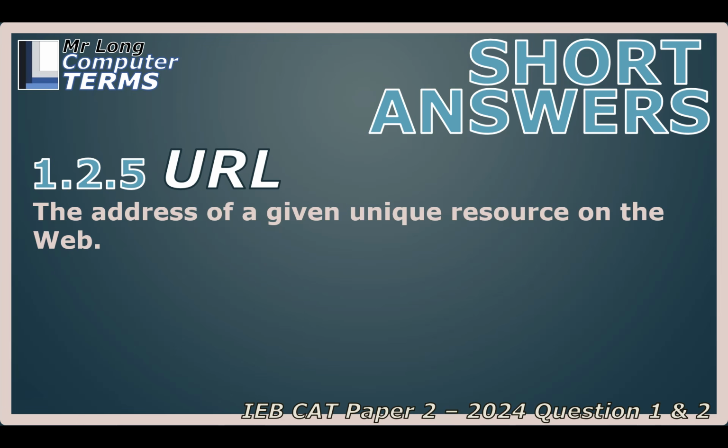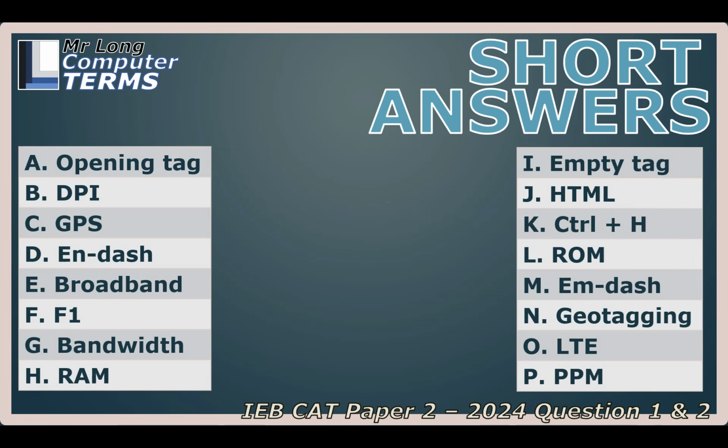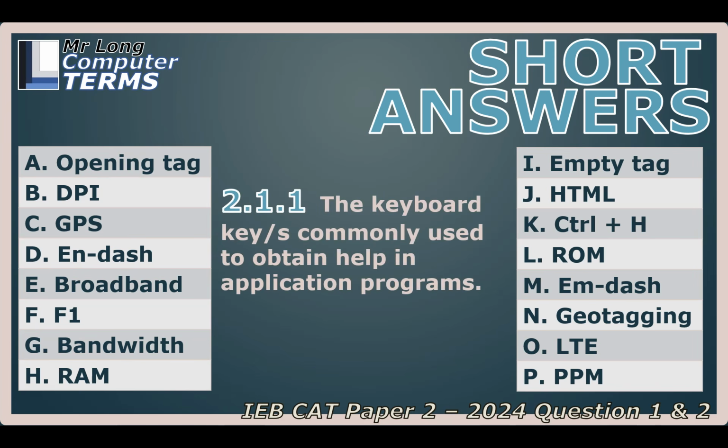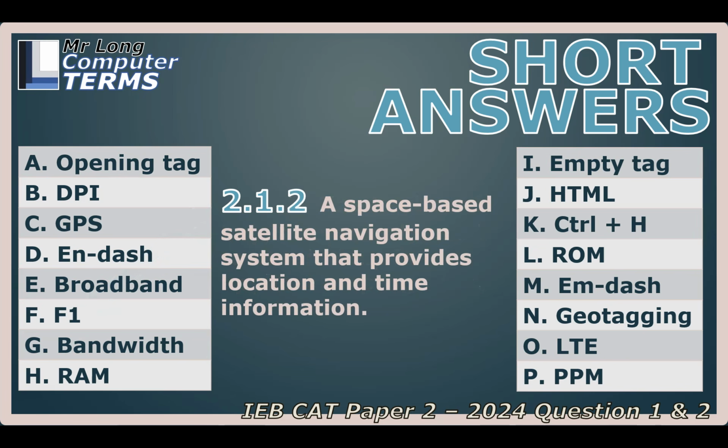All right, new section. I'm going to read a description. You give me the technical term. Ready? Let's do it. The keyboard key you press in almost any program to get help. The F1 key. The universal distress signal. A space-based satellite system that gives you location and time information. That is GPS, Global Positioning System. And it's for way more than just maps. It's crucial for syncing financial networks, all kinds of things.